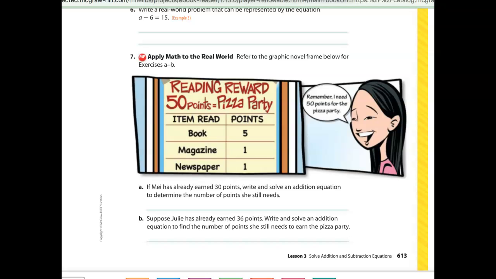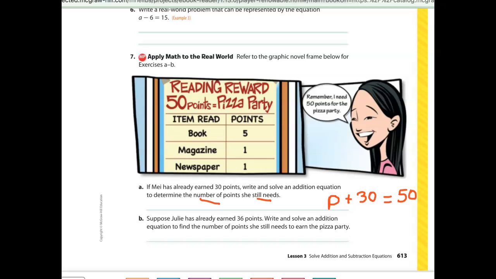So we're looking for the number of points that she still needs. So I'm going to use the letter P for that. So I'm going to do points plus and then equals. Now, what amount do I actually need to earn for the pizza party? Answer that for me, please. Very good. I need a total of 50 points. So I don't know how many points I need, but I do know how many I already have. How many do we already have? Very good, 30. So here's my addition equation.